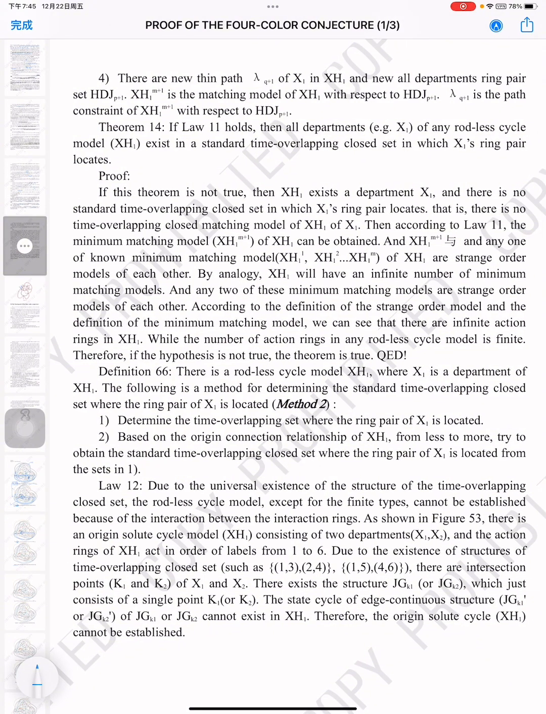4. There are new thin paths lambda q+1 of X1 in XH1 and the new all departments ring pair set HDJ-P+1. XH1m+1 is the matching model of XH1 with respect to HDJ-P+1. Lambda q+1 is the path constraint of XH1m+1 with respect to HDJ-P+1. Theorem 14. If Law 11 holds, then all departments, e.g. X1, of any roadless cycle model XH1 exist in a standard time overlapping closed set in which X1's ring pair is located.